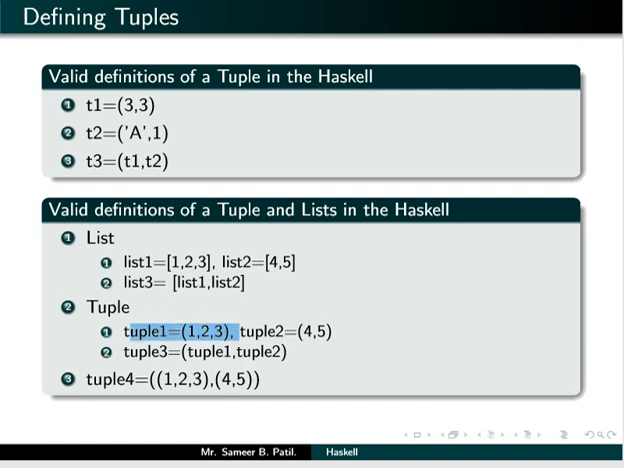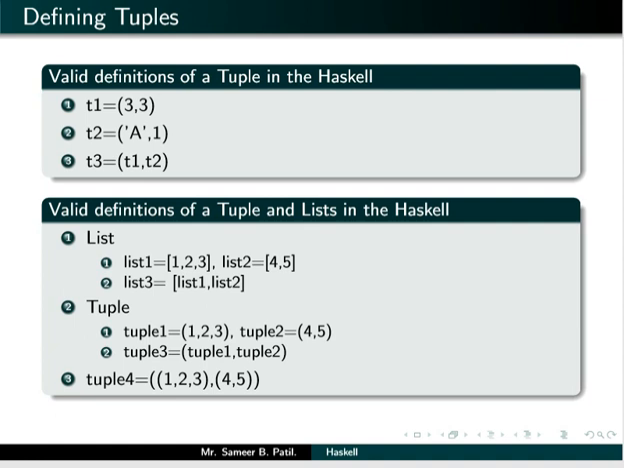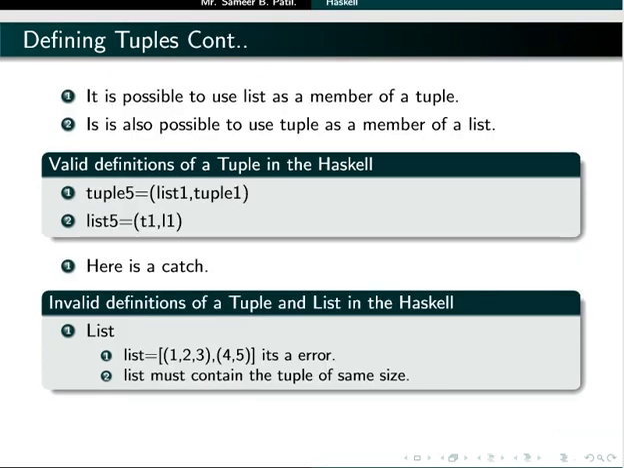Here we have tuple 1, which contains 3 elements, and tuple 2, which has 2 elements, 4 and 5. Then we create a tuple 3, which contains tuple 1 and tuple 2 as a part of it, and it works very fine. Also, it is possible to create a list which contains a tuple as a member. Also, it is possible to create a tuple which contains a list as its member. But there is a catch. The catch is, if we want to use tuples as members of a list, then make sure that all the tuples have an equal number of elements.